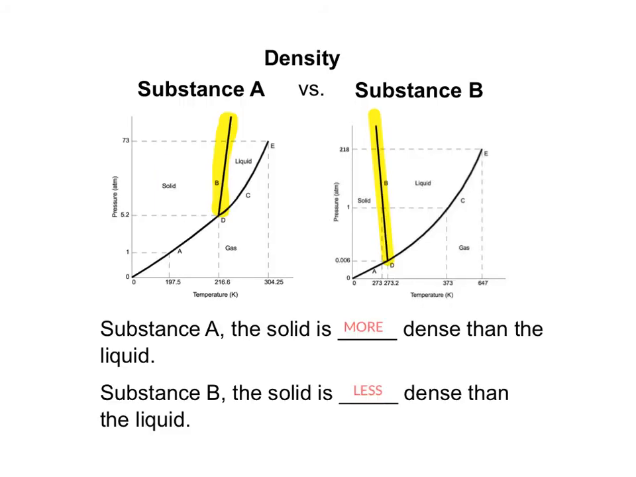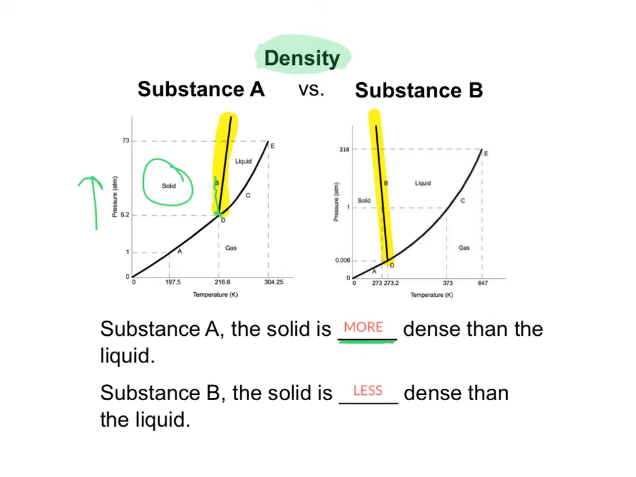So you can determine what kind of substance you have. You can also determine the density of that substance based on the slope of that line between solid and liquid. They're highlighted here. If that line slopes in a positive way, so towards the liquid, that tells me that if you start at the triple point and you add pressure, so we go up here, as we go up, we're going to end up in solid. That tells me that the solid is the more dense state of matter. So in substance A, the solid is more dense than the liquid.